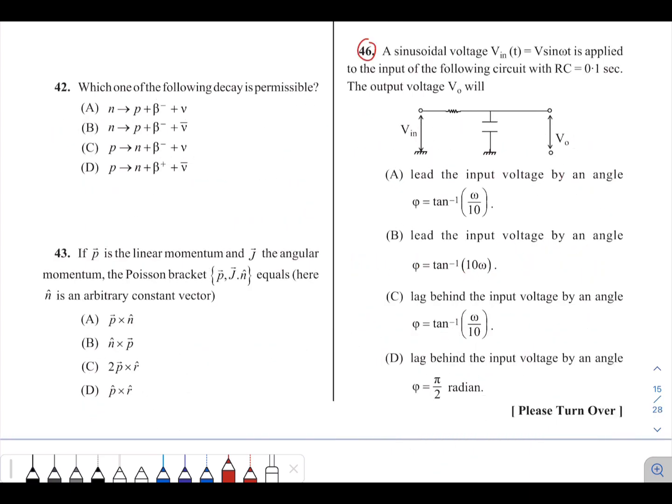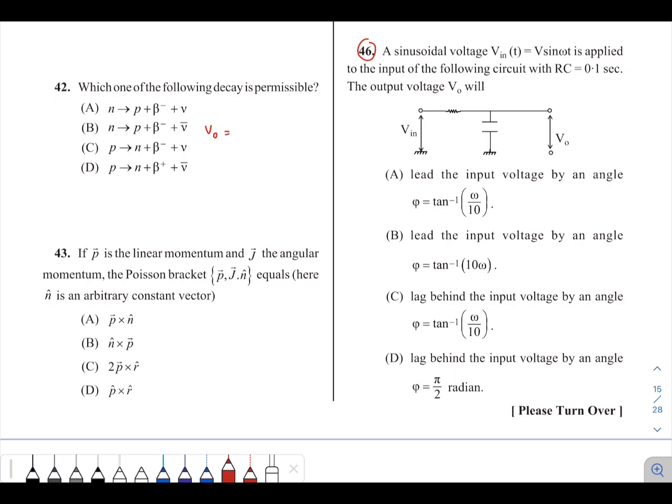Problem 46. A sinusoidal voltage V input is equal to V sin omega t is applied to the input of the following circuit with RC equal to 0.1 second. We have to calculate the output voltage. The output voltage can be calculated as follows.